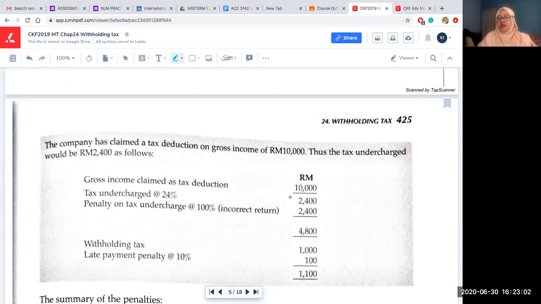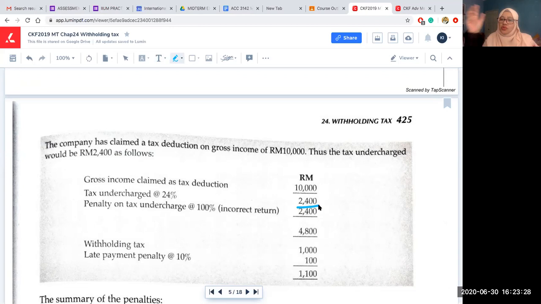Because why? The expense is a non-deductible expense. You have to add back. So when you add back, your chargeable income must also be added back by 10,000. But now it is undercharged because you claimed the expense, right? So the tax undercharged is 24%, so that is 2,400.